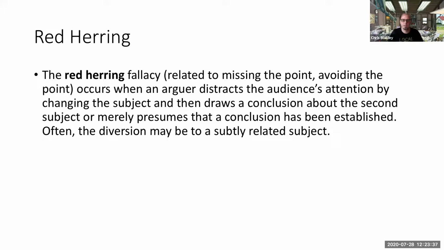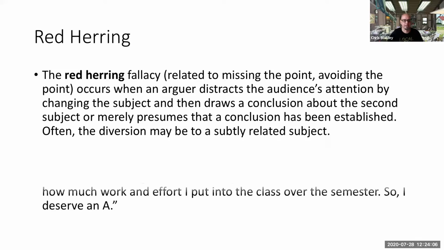Here's a red herring. Red herring is another fallacy, and it occurs when an arguer distracts the audience's attention by changing or shifting subjects, then draws a conclusion about the second subject, or merely implies or presents an innuendo that a conclusion about it has been established. So it's a diversionary tactic. Red herring is throwing us off the trail. So it may be subtly related, but it is a shift in subject or topic.